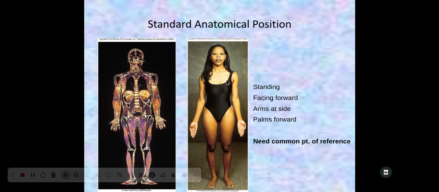You have anatomical position where you're standing upright, your arms are to your sides, your palms are facing forward, your feet are parallel to the ground. Anytime you describe the body, this is your frame of reference. This is what you think of in your mind whenever you describe the position of the body, or where things are on the body. Okay, so anatomical position, remember that.